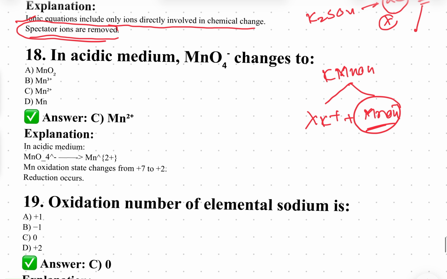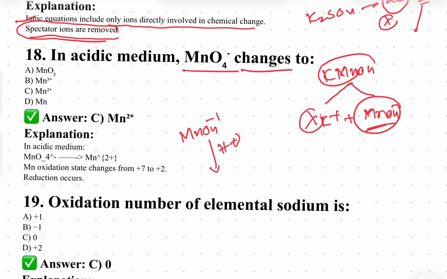Next one. In acidic medium, MnO4 minus changes to, very important, Mn plus 2. In acidic medium, KMnO4 gives MnO4 minus, as we just discussed, and the spectator is removed. Then in acidic medium, it becomes Mn plus 2 ion. Don't forget this. This is very easy, but there are many more reaction mechanisms, though this shortcut helps us understand it. Clear? In acidic medium, KMnO4 gives Mn plus 2 ions.